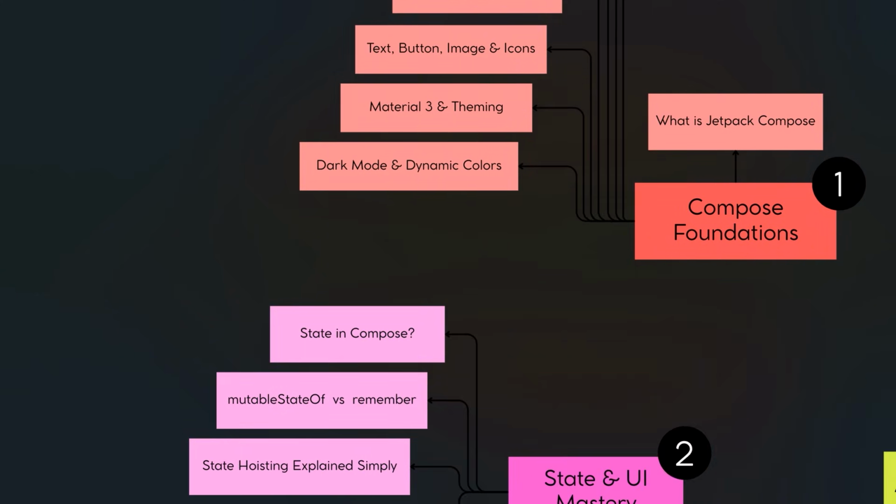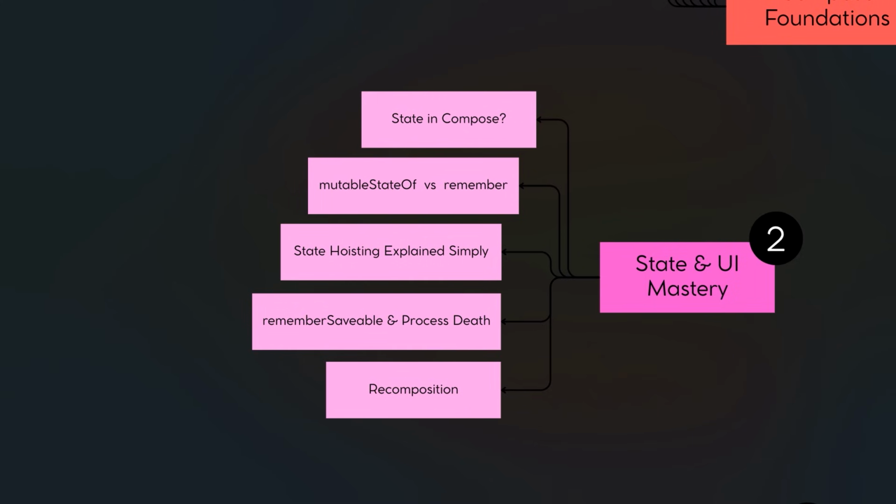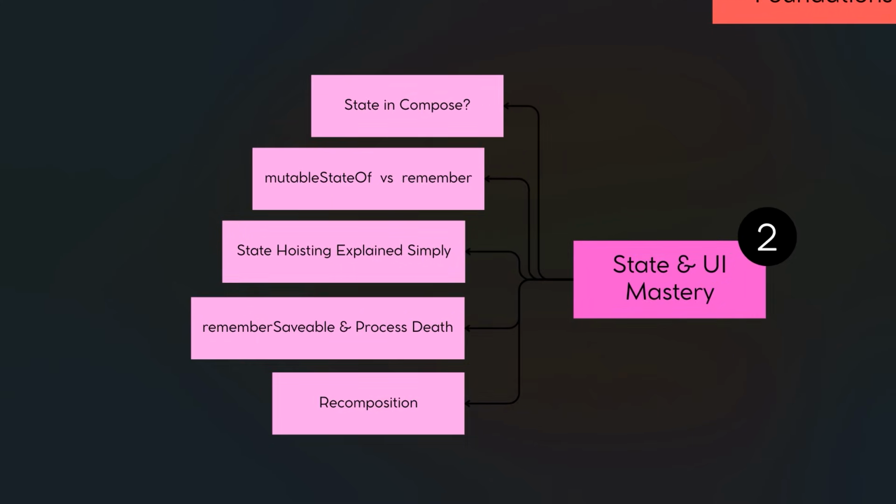Then we'll move to the next level, which is state and UI mastery. In this level, I'll explain state in the simplest way possible. This is where most people get stuck with Jetpack Compose. We'll learn about remember, mutableStateOf, state hoisting, side effects, recomposition without confusion.